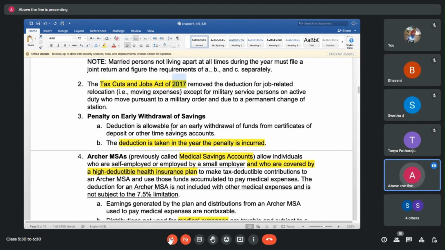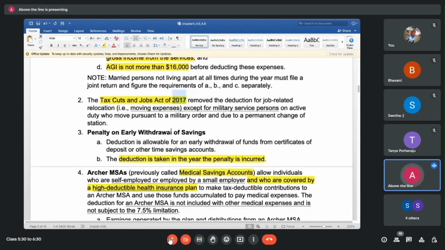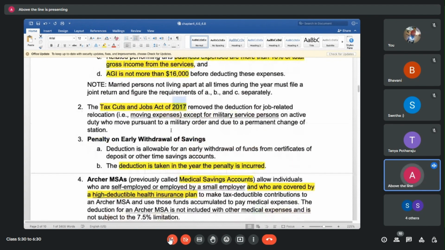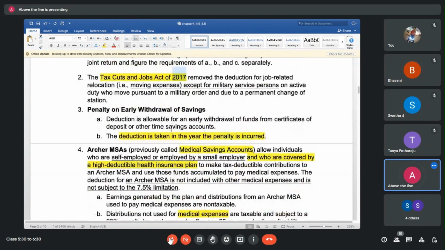Okay, because they have to move from one place to another, and there's always a soft corner that they have for military people.